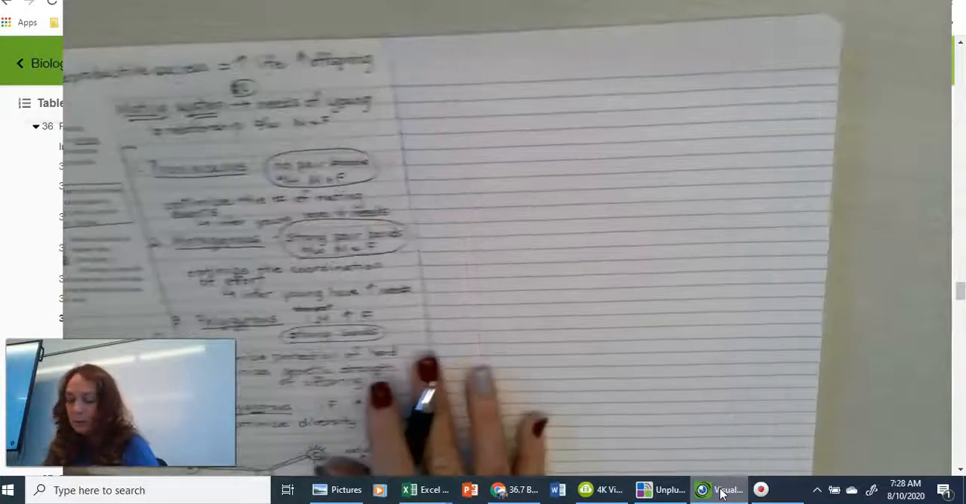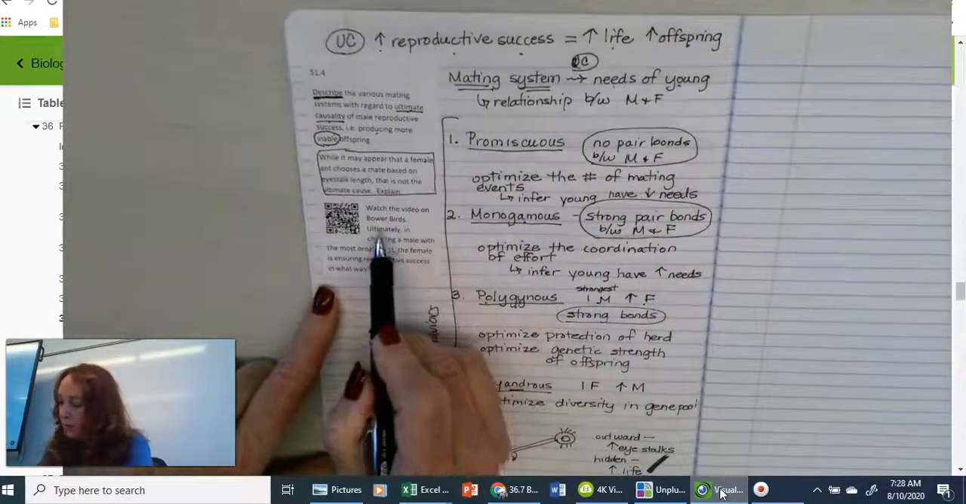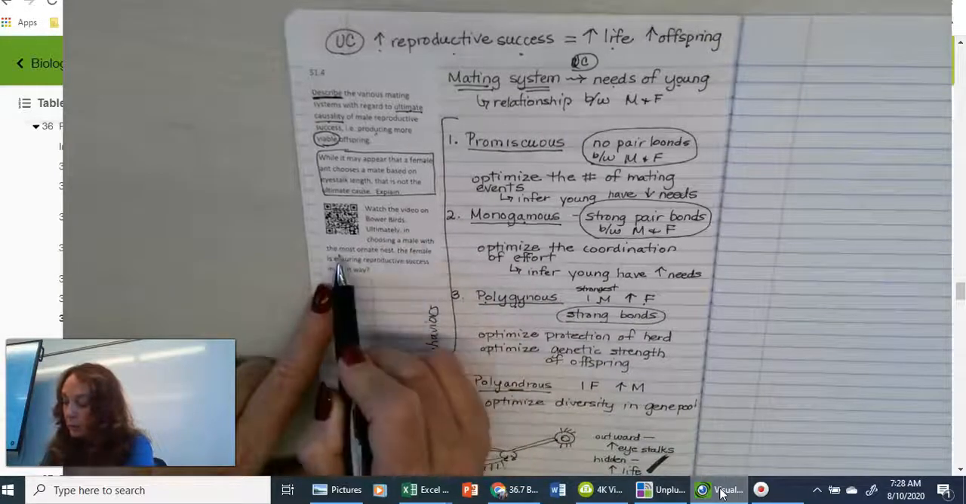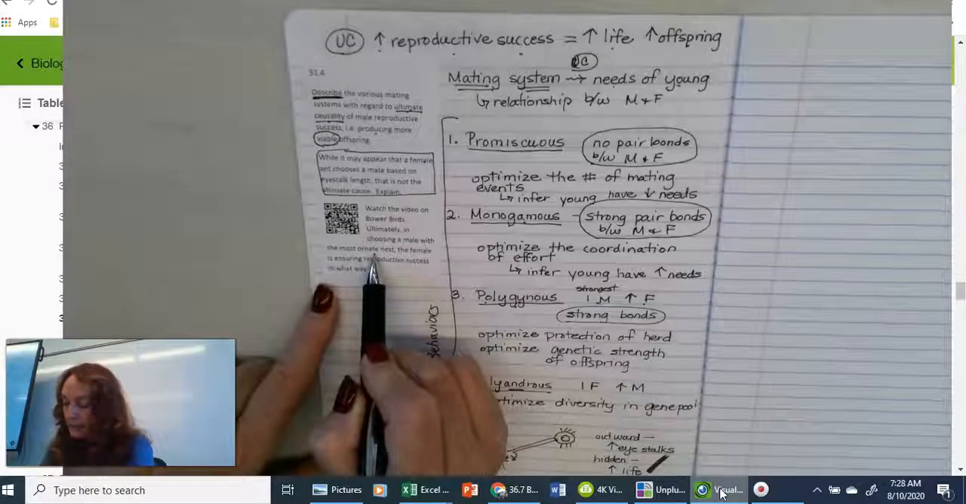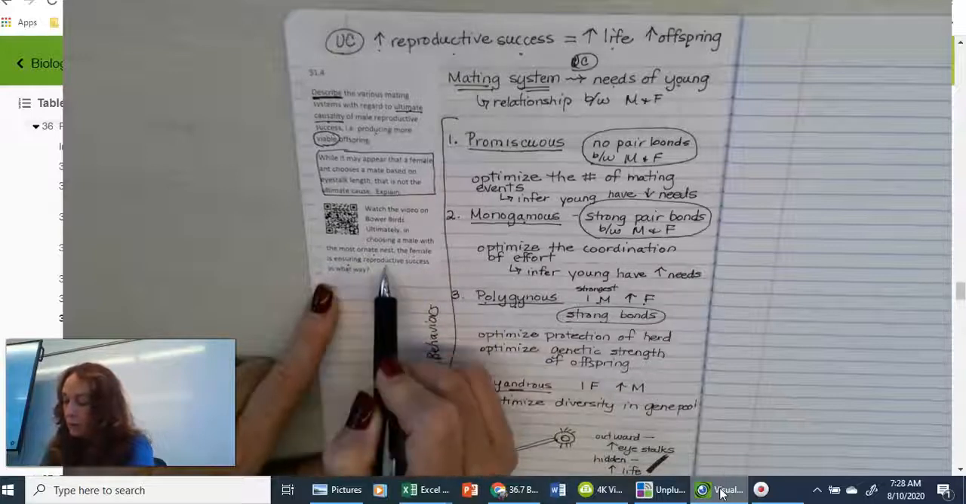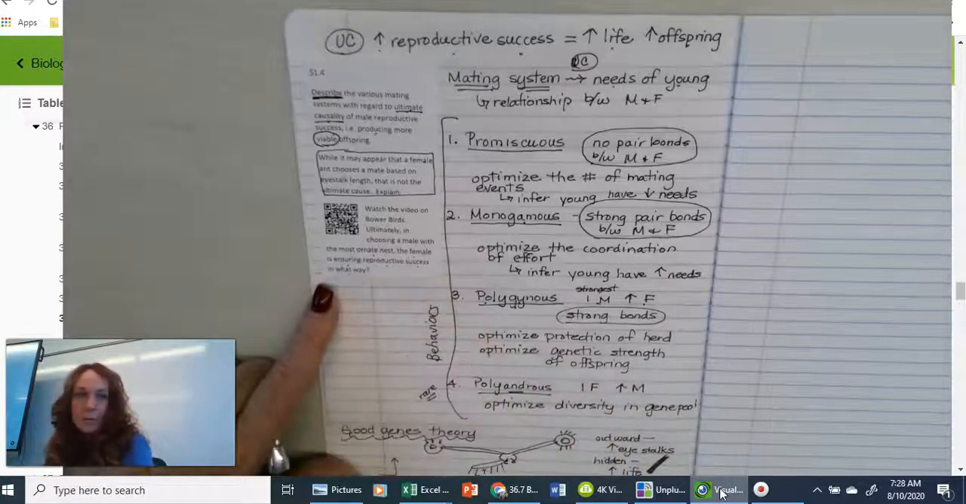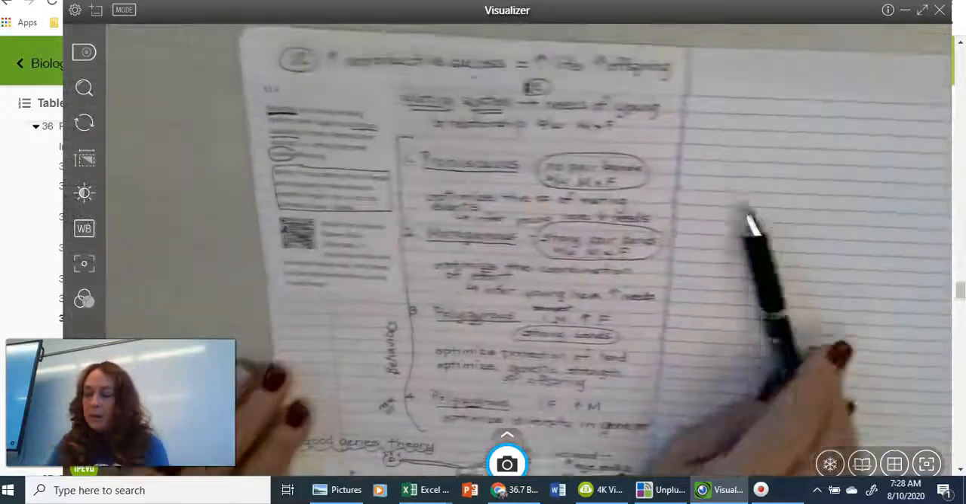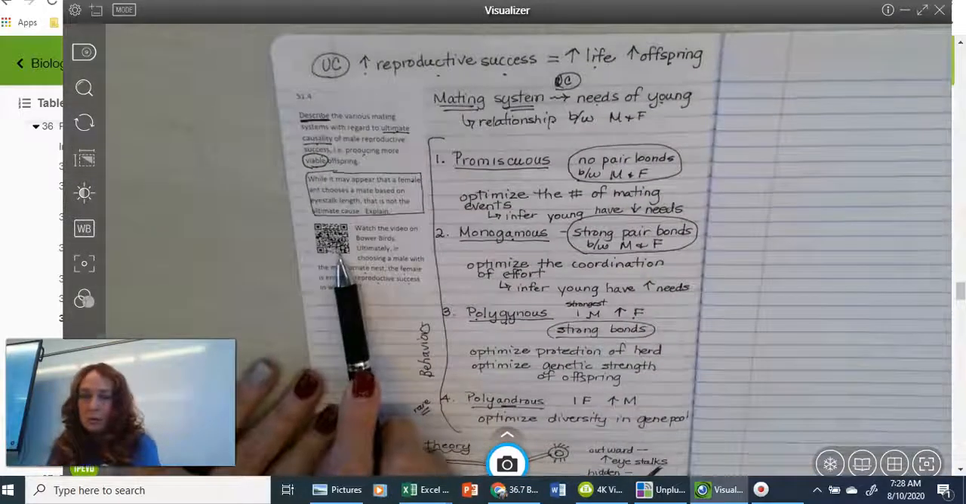So let's do another one, which is, let me go over here. Watch the video on the bowerbirds. Ultimately choosing a male with the most ornate nest, the female is ensuring reproductive success in what way? All right, let's watch it together. I've got it right here. I think this one's a little different than the one that you would scan here.